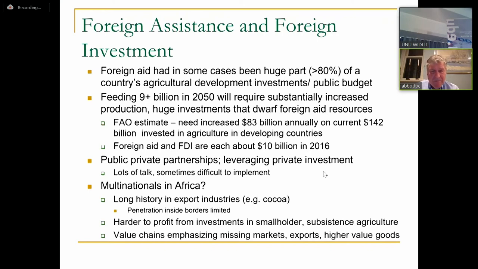That said, multinationals have a long history of being involved in agriculture, more so in export industries than in other industries. Much of my experience is in Africa, working on cocoa, and to an extent Latin America as well. There's a long history of multinationals involved in that area. But one of the things striking is the limited penetration inside the borders of those countries. They set up shop in the ports and sometimes intervene in markets, but have limited involvement on the farm and in much of the value chain.